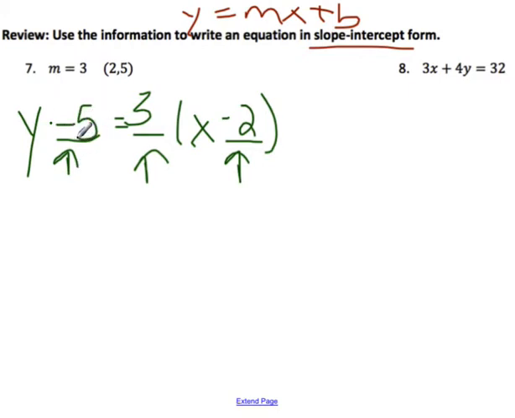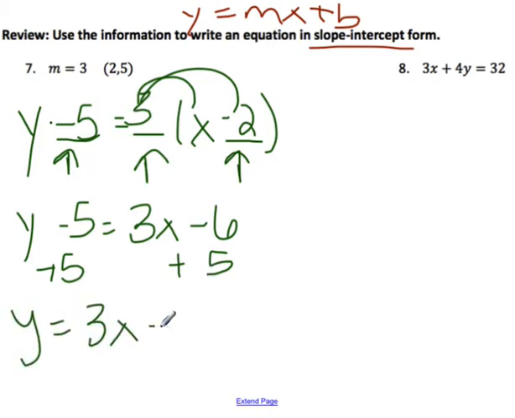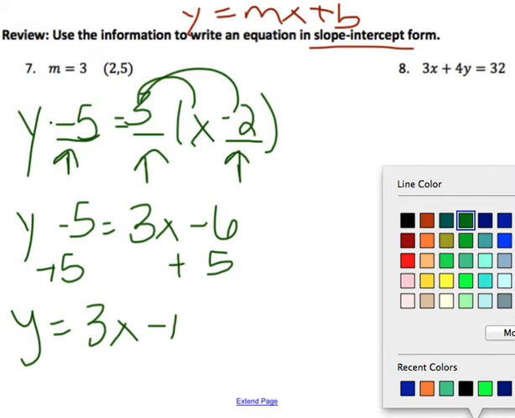And now I need to solve for y. So I'm going to start by distributing in that 3. So I get y minus 5 is equal to 3x minus 6 when we multiply that 3 to each thing. Last thing we need to do to solve for y is to add 5 to both sides. So y is equal to 3x minus 1. Let's take a look at number 8.